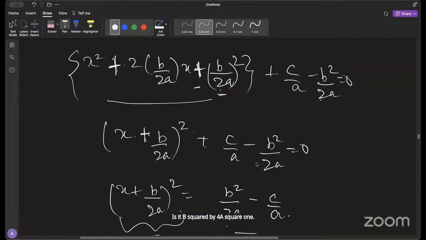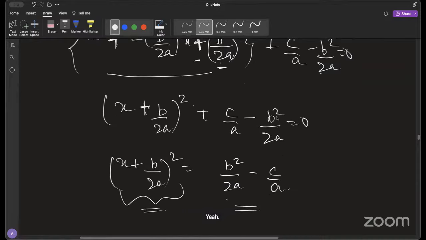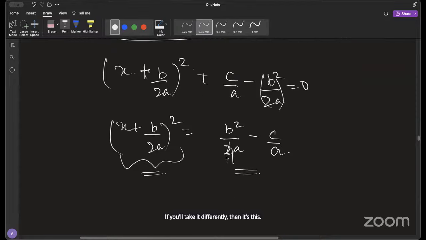That is b square by 4a square. If you take it differently, then it's this, right? So this is how you complete the squares.